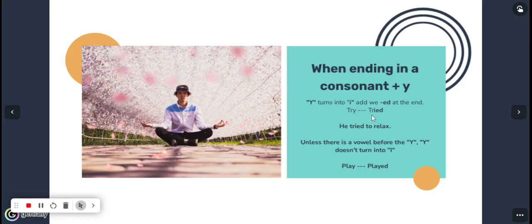Try turns into tried. But there is an exception. When there is a vowel before the y, the y doesn't turn into i, and we use the general rule, which is just adding -ed at the end. For example, play. Play ends with a vowel and the y, so it doesn't apply to this rule. So we stay with the same rule and we just add -ed at the end. Play turns into played.